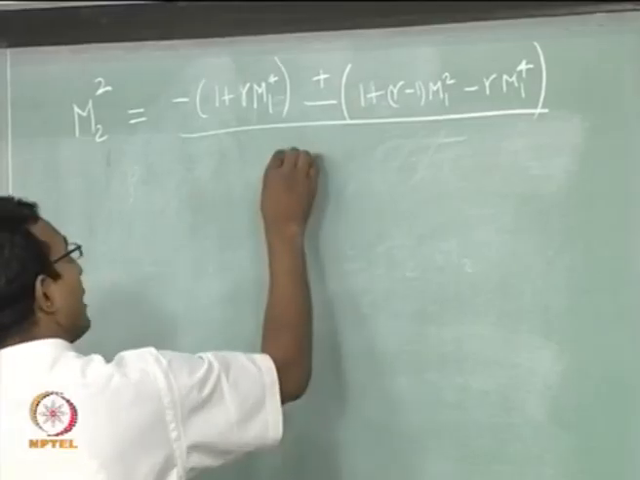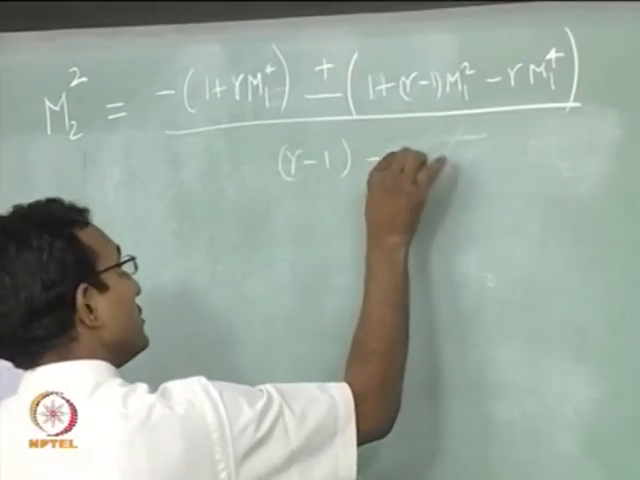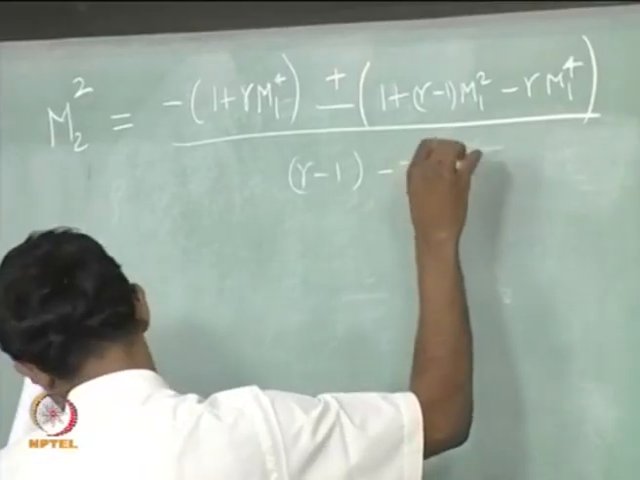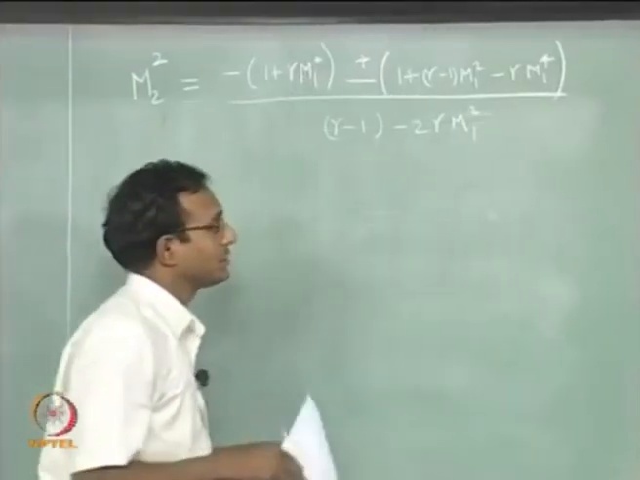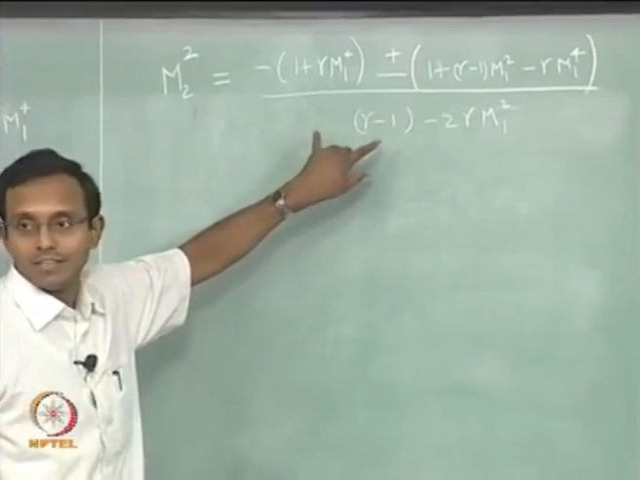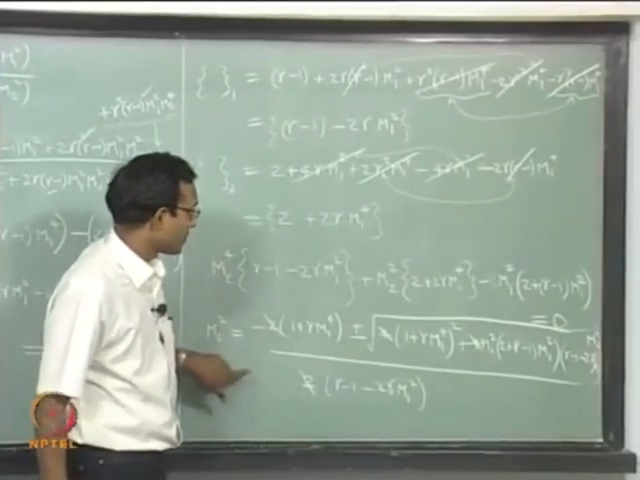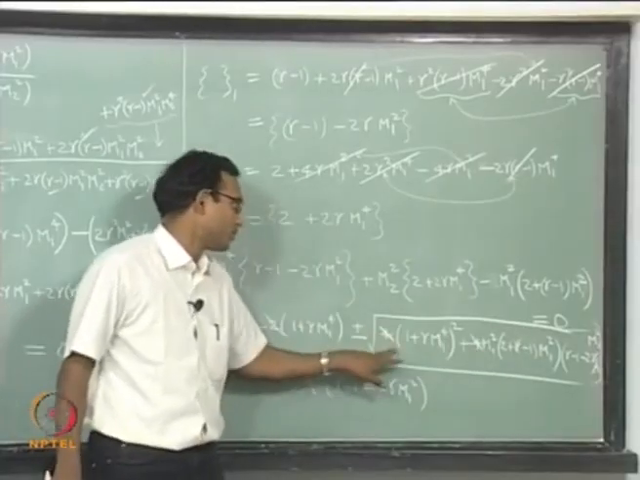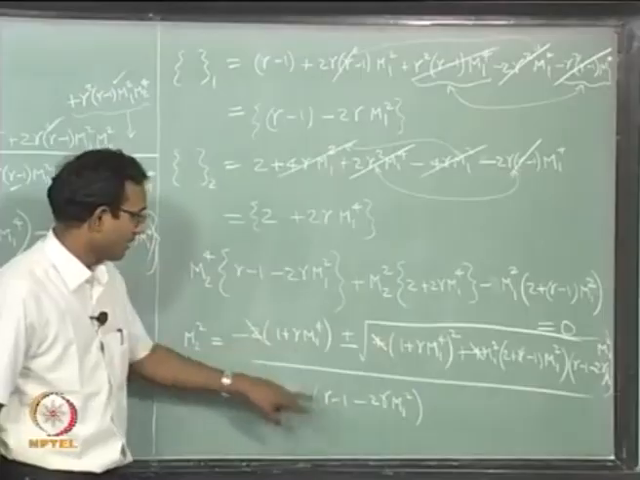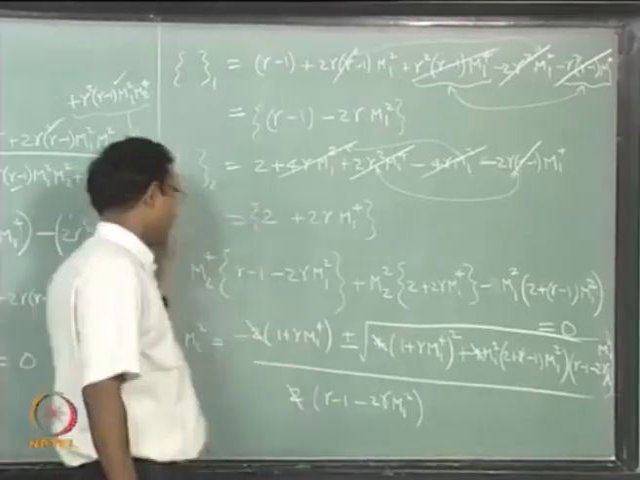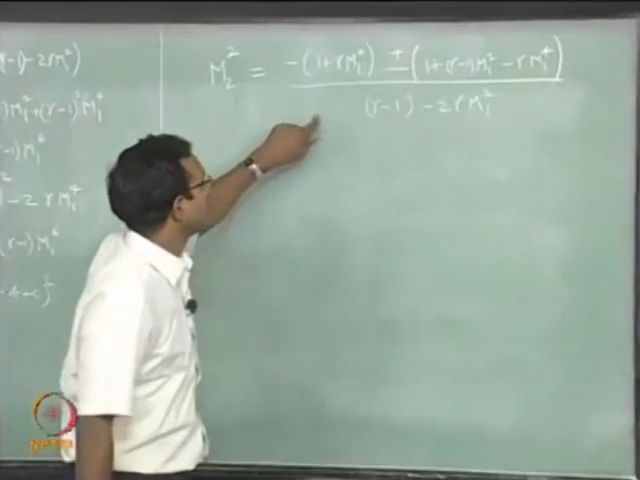So what we will have will be gamma minus 1 minus 2 gamma m 1 square. This is what I should get from the quadratic thing. Where is this coming from? From that corner of the board, this equation. We just did what happens to the square root, and we gave one bracket for the square root term fully. Remaining terms I am just writing as is in there. So I am coming to this point.